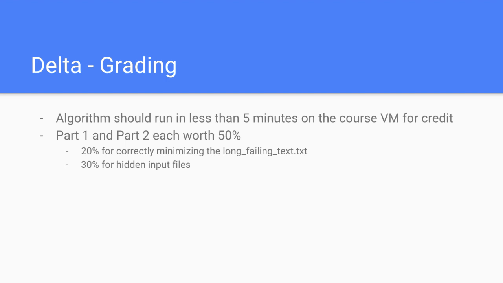20% of each 50 is for correctly minimizing the long failing text that we provide. So you'll be able to double check yourself on this part by doing the diff command. And then the other 30% of that is for hidden input files. And this will be very similar, but it could have a different file name, different number of lines, different failing character, different position for the failing character, or other changes appropriate for a text file.